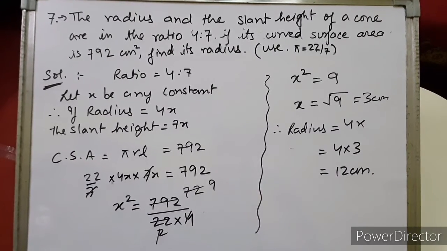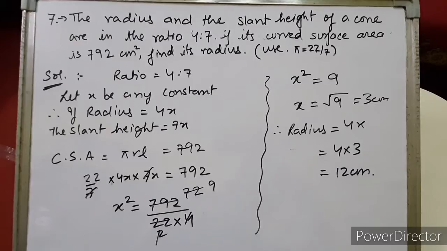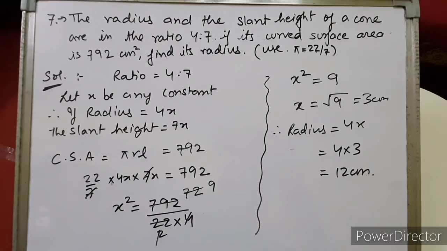Let's see another sum children. Now in this sum it is given that the radius and the slant height of a cone are in the ratio 4:7. If its curved surface area is 792 cm square, find its radius. Use pi equals 22 upon 7.